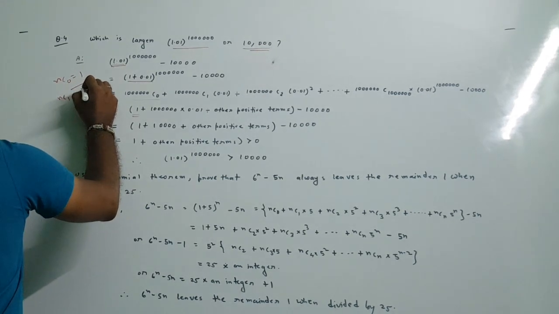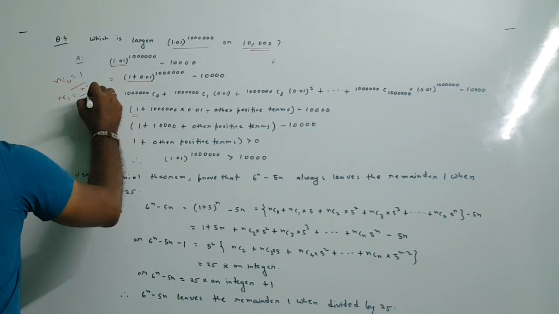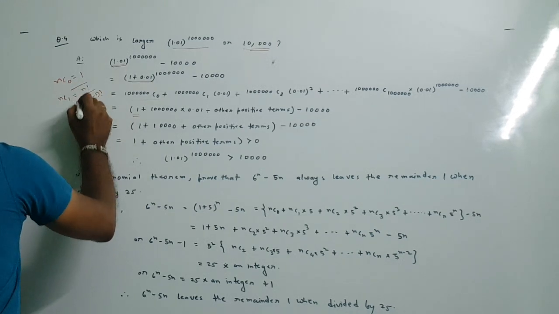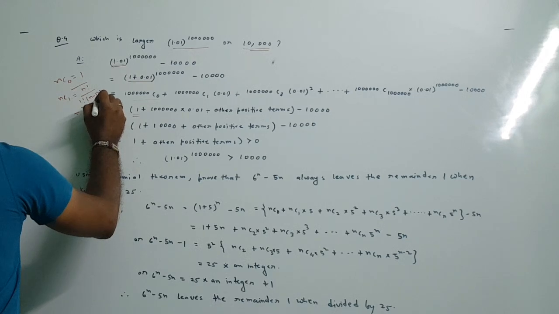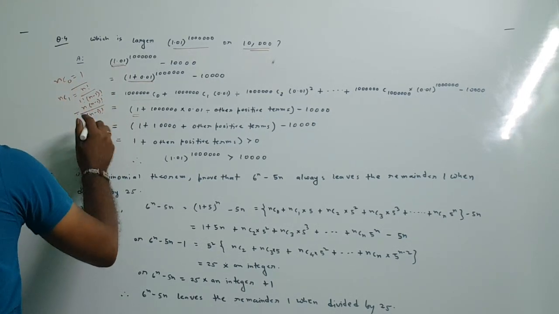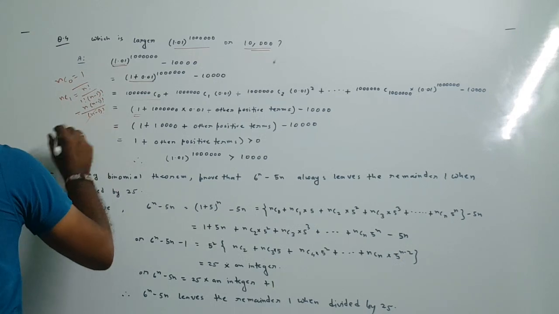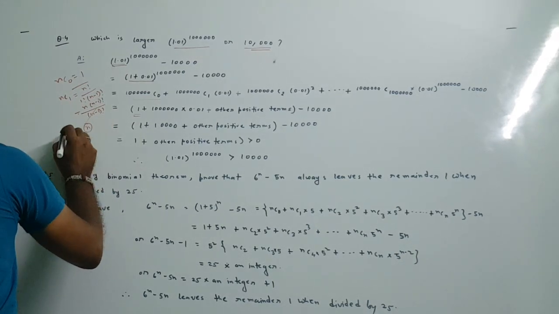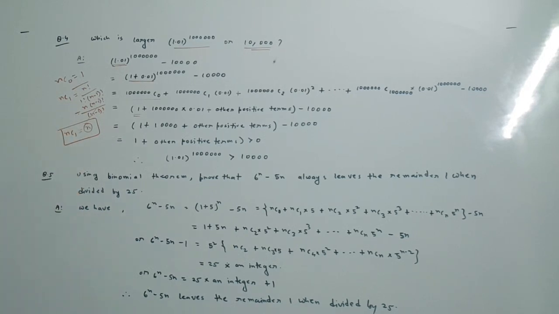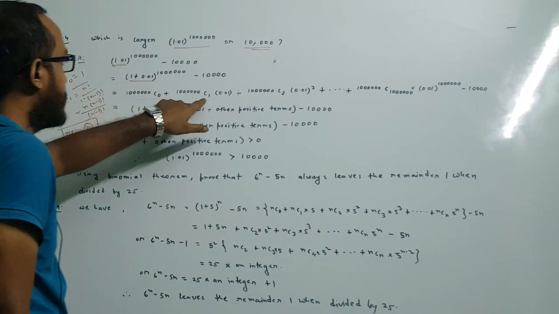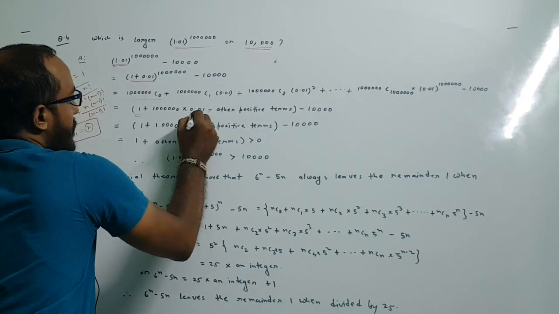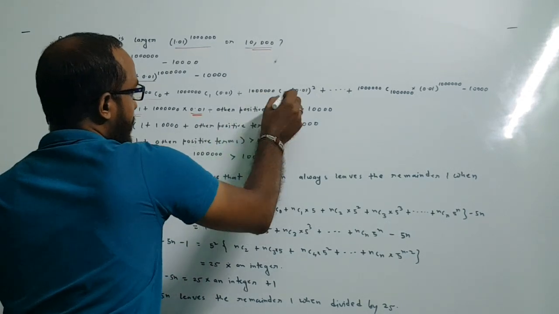nC1 would be n factorial divided by 1 factorial into n minus 1 factorial, right, n minus r factorial. So n factorial we can write as n into n minus 1 factorial divided by n minus 1 factorial, because 1 factorial is 1. So n minus 1 factorial and n minus 1 factorial get cancelled out, so it would be n. So nC1 is n, remember this also. So nC1 is our n, so n into 0.01.